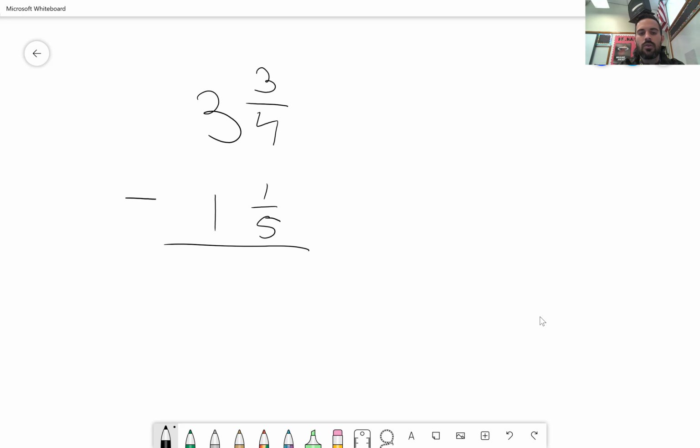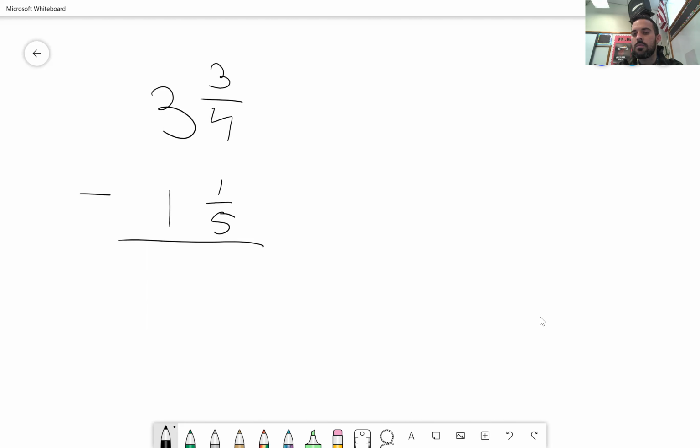We know that in order for these fractions to work together, we need to have a common denominator. So we need to find the common denominator of 4 and 5. For 4, we have 4, 8, 12, 16, 20. For 5, we have 5, 10, 15, 20, 25. Now, what do they have in common? Specifically the least. In this case, there's only one, which is 20.